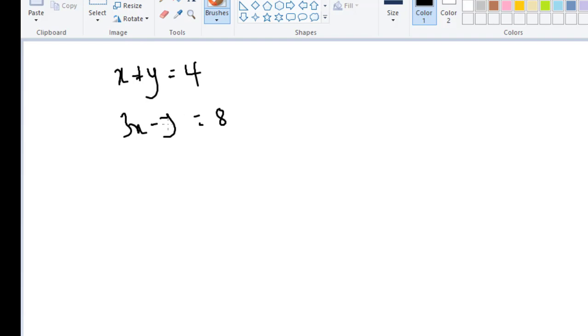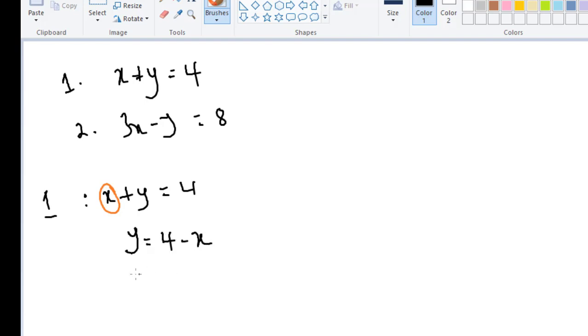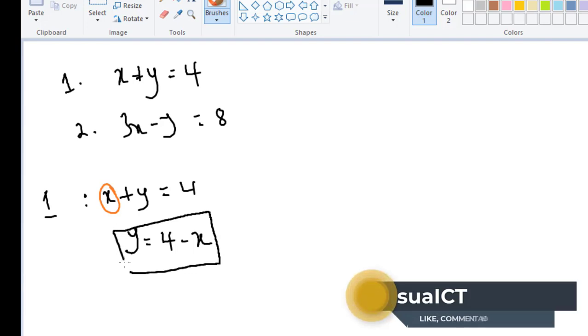Okay, so first of all, what we have to do is change these equations. Let's say there is 1 and there is 2. For the first equation, we make y the subject. X plus y equals 4, making y the subject: this x now crosses the equal sign. Once it is positive, when it crosses, it becomes negative. So at the end of the day, we have y equals 4 minus x. So this is what you'll be using.